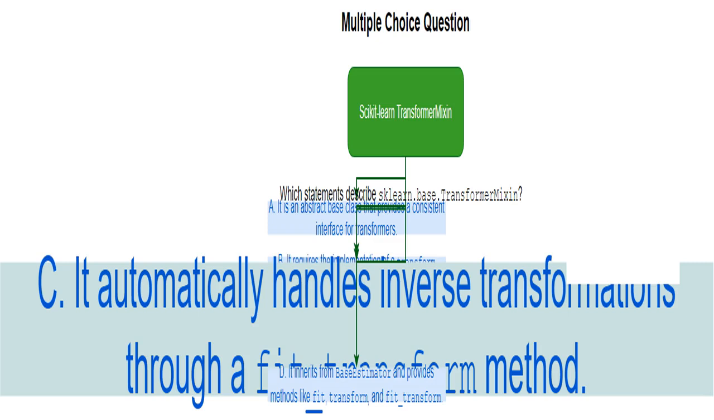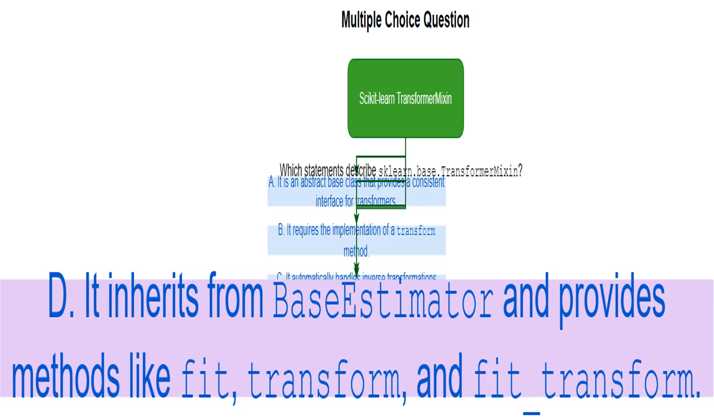Nope, that's wrong. The fit_transform method just combines fitting and transforming data. It doesn't automatically provide a way to reverse the transformations. You'd need a separate method, commonly named inverse_transform, for that. That's absolutely right.